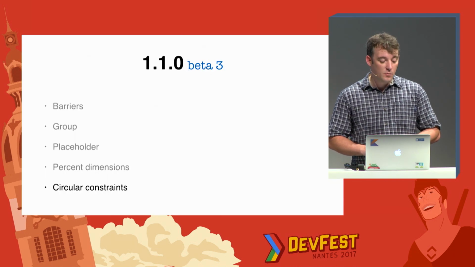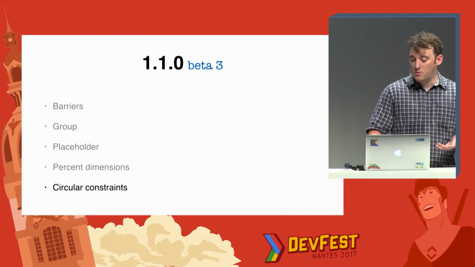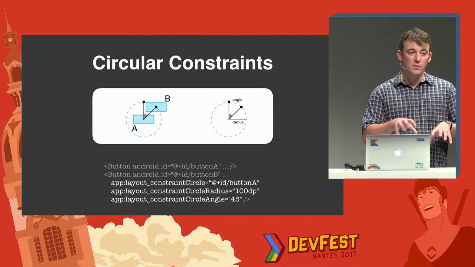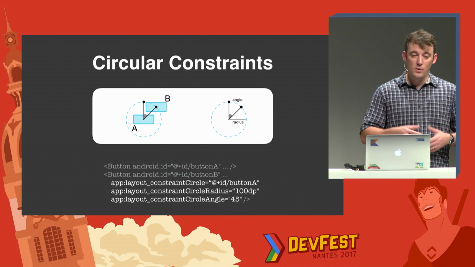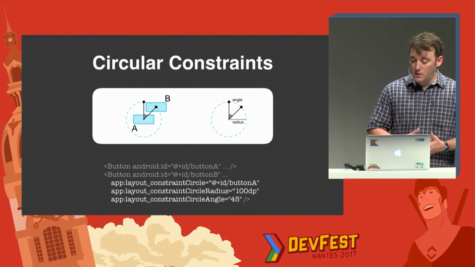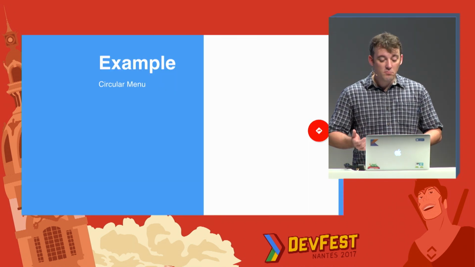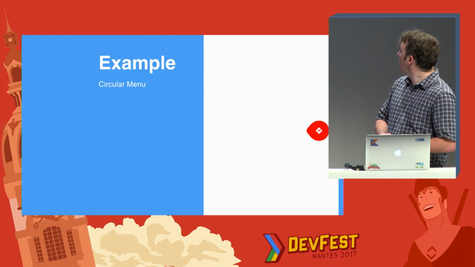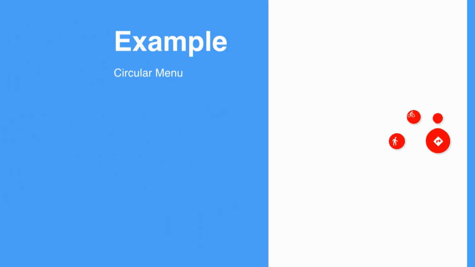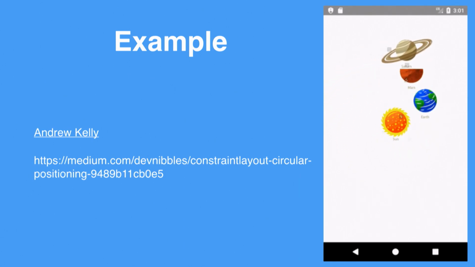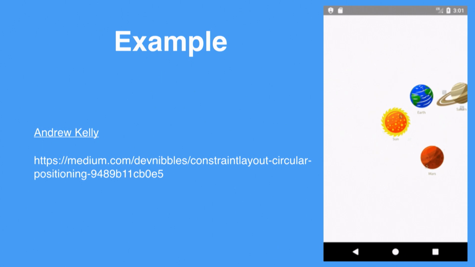Finally, with beta 3, we added circular constraints, which is just a way of constraining one widget relative to the center of another widget with an angle and a radius. The attributes are pretty straightforward here. You can do some nice things like a pie menu or circular menu like that. Andrew Kelly did a nice little animation like that. Should have done ellipses.